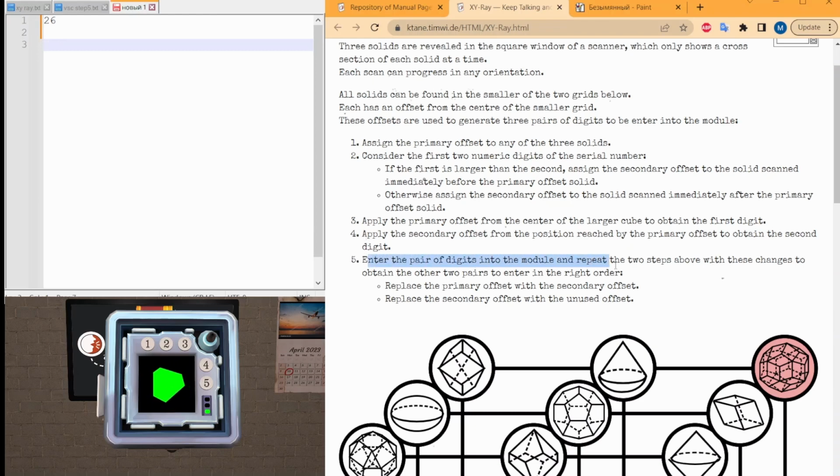Now we're going to enter two more pairs. You're going to replace the primary shape with the secondary shape, and replace the secondary shape with the shape unused.